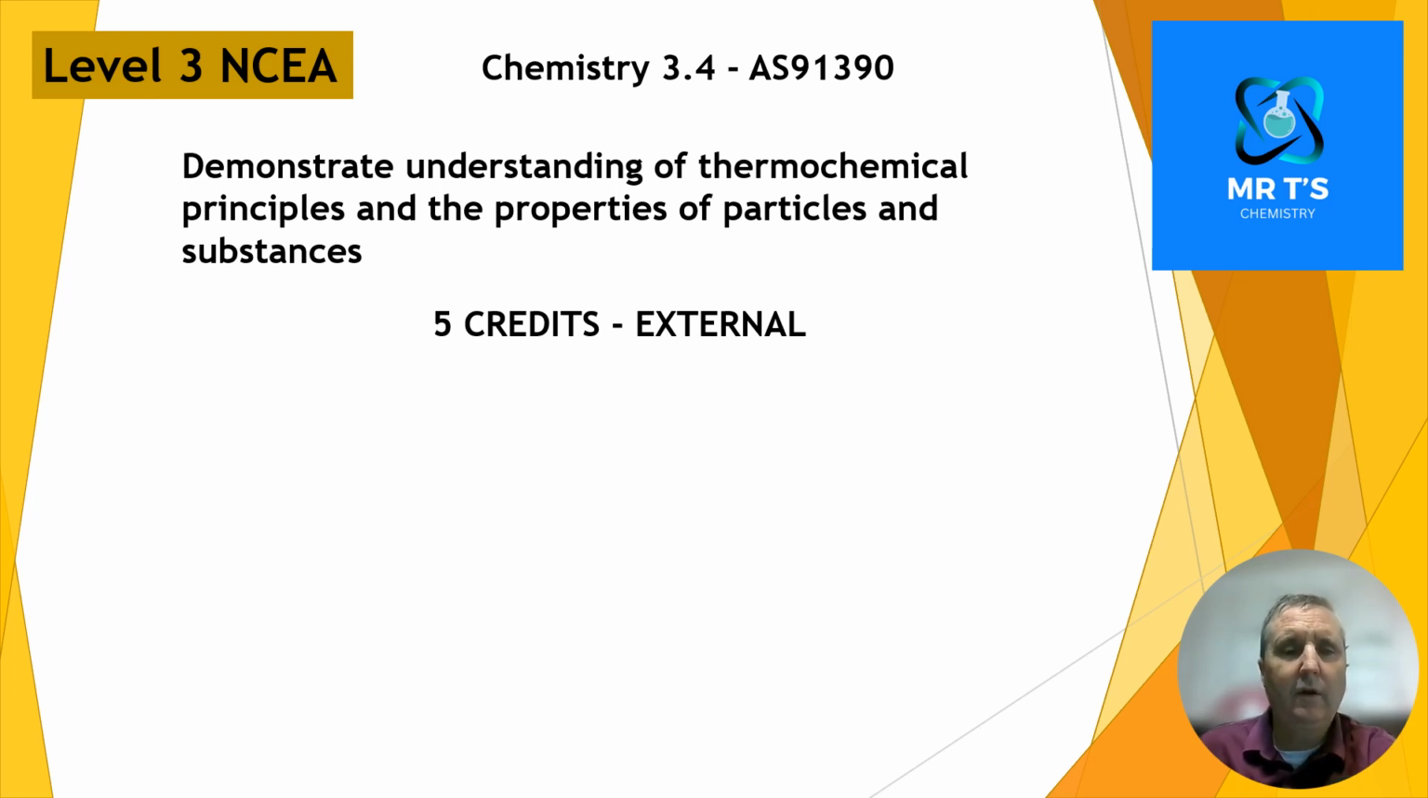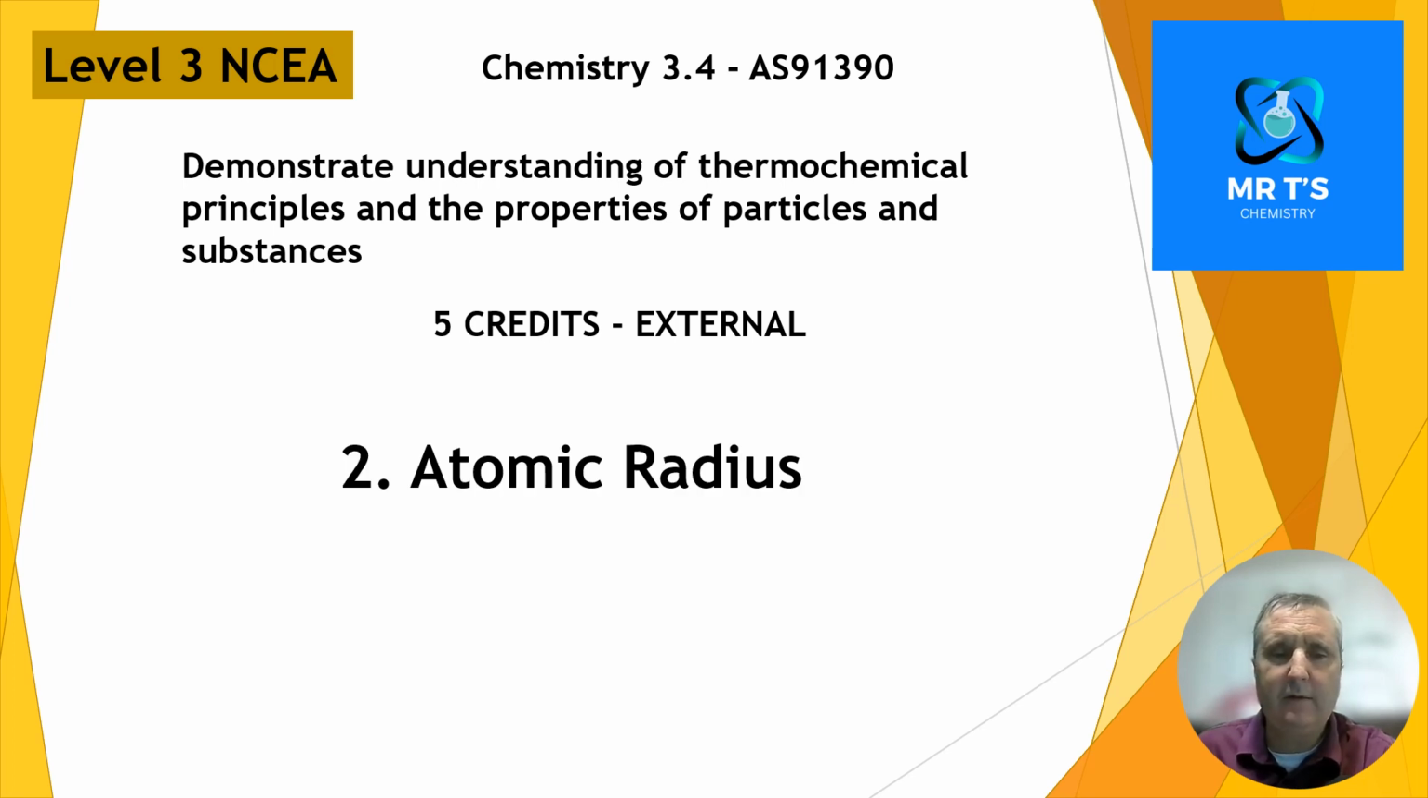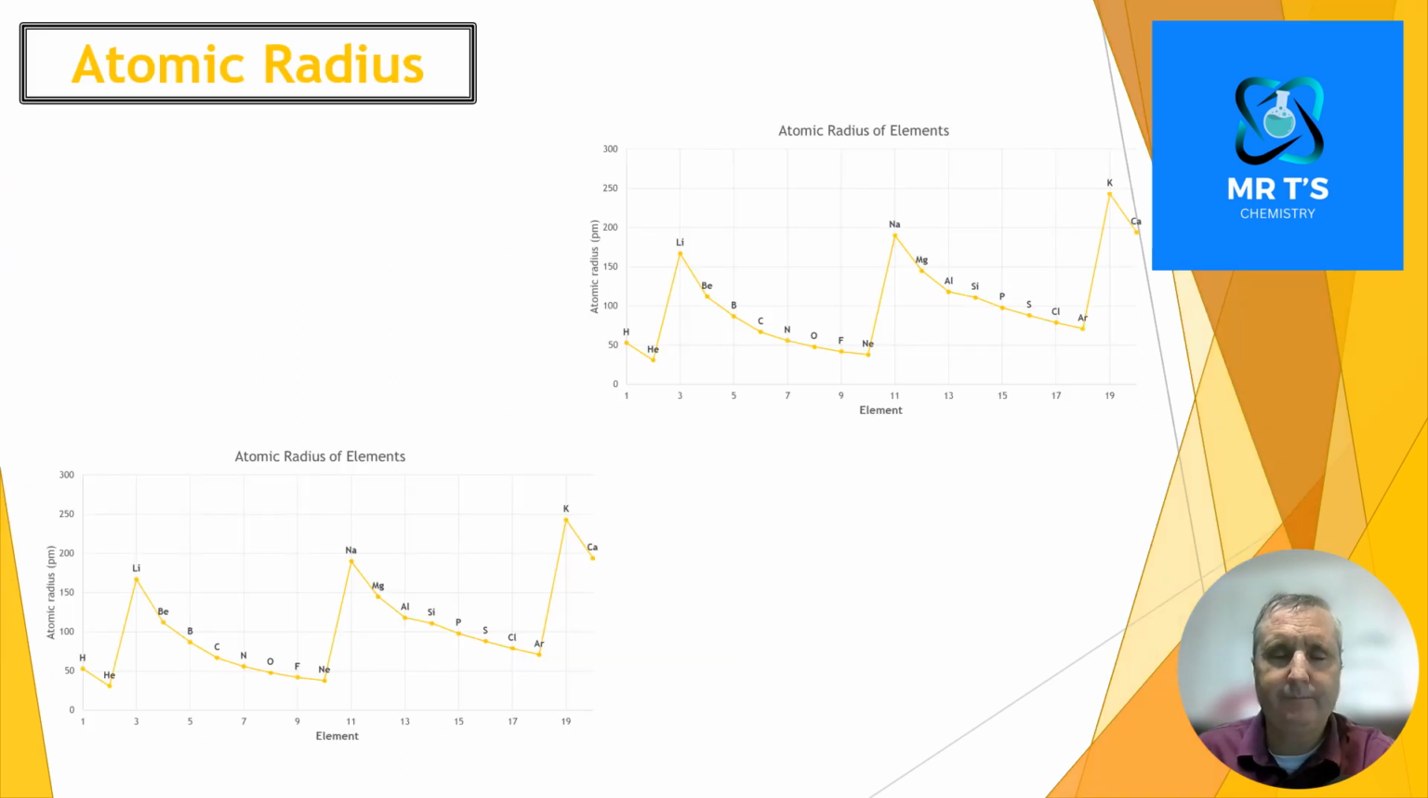In this video we're going to look at the periodic trends of atomic radius, how the atomic radius changes across a period and down a group. This idea is included in the Achievement Standard 91390 for NCEA Level 3 Chemistry, and we'll go over what's needed to know for that standard.